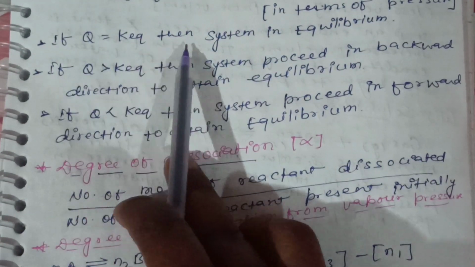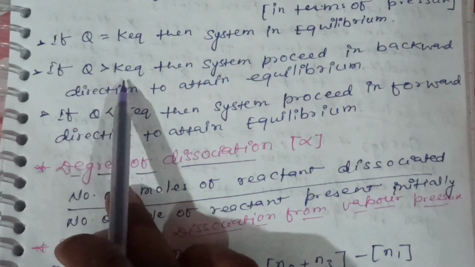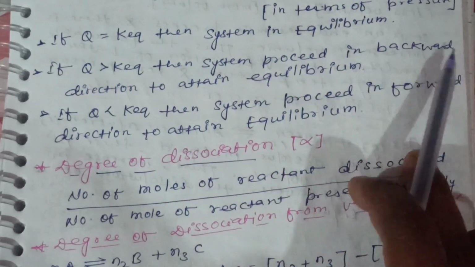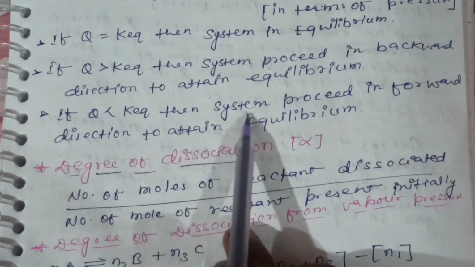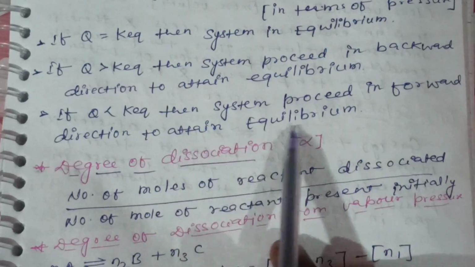If Q is equal to K equilibrium, then the system is in equilibrium. If Q is greater than K equilibrium, then the system proceeds in the backward direction to attain equilibrium. If Q is smaller than K equilibrium, then the system proceeds in the forward direction to attain equilibrium.